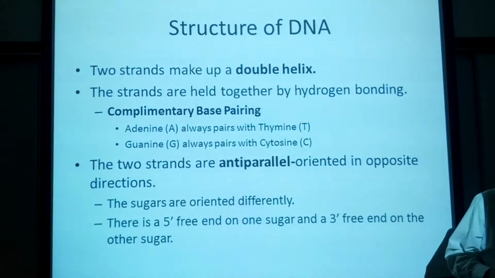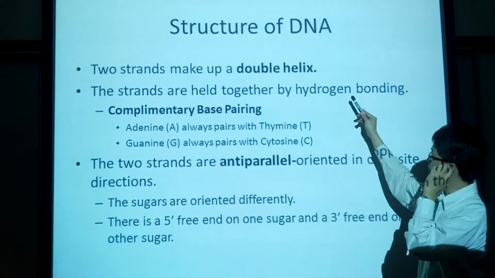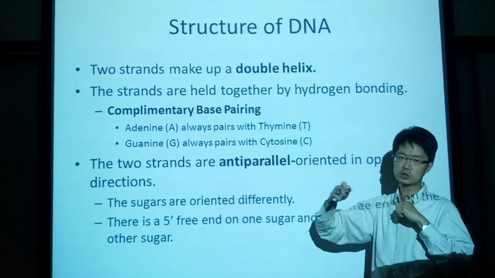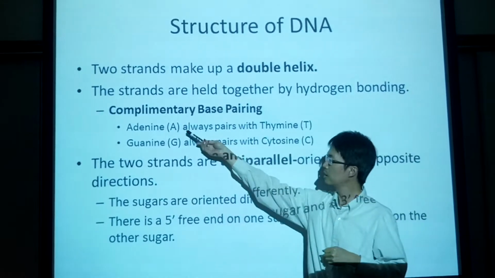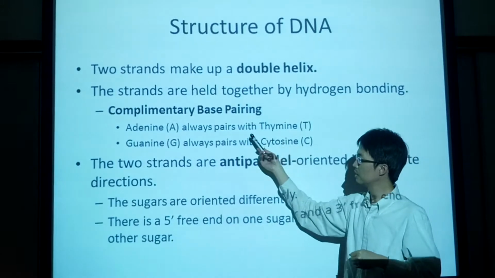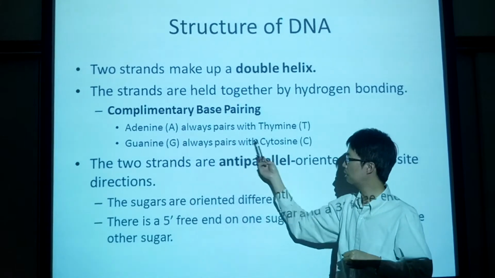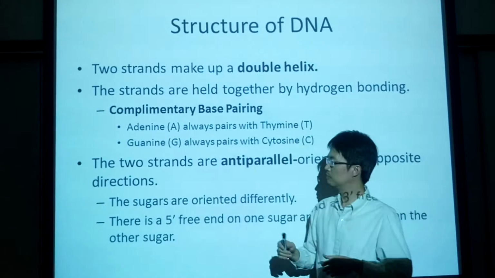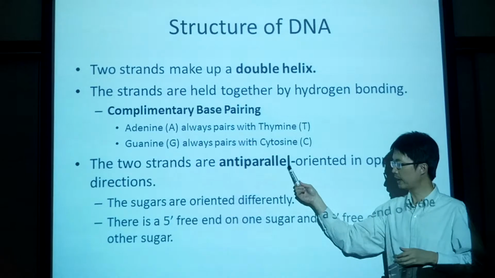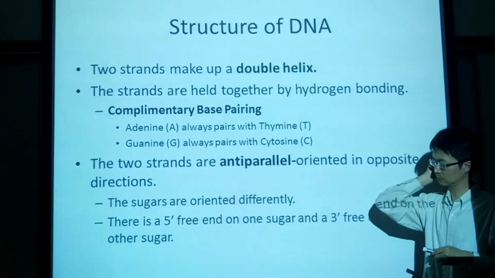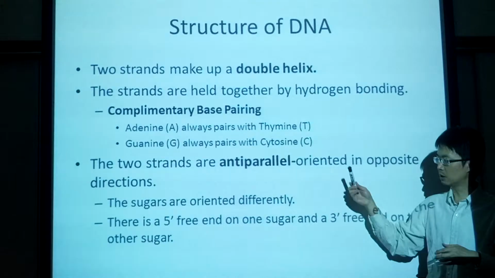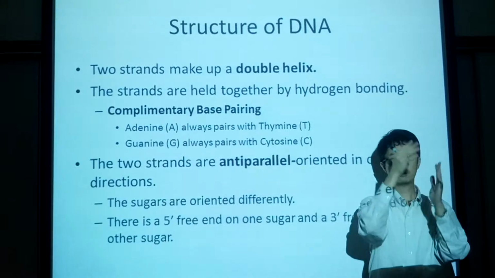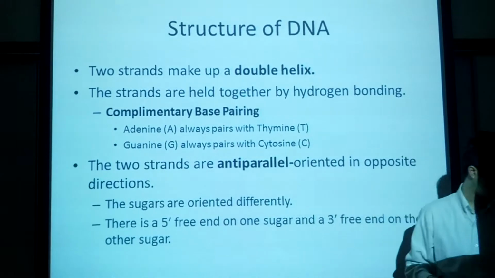And then the strands are connected by hydrogen bonds. Hydrogen bond here is the connection between the bases. So A always pairs with T by hydrogen bond. G always pairs with C by hydrogen bond. And they call it anti-parallel. What does it mean? When we talk about anti-parallel, we have to know that the strand of DNA has direction. What kind of direction do they have?